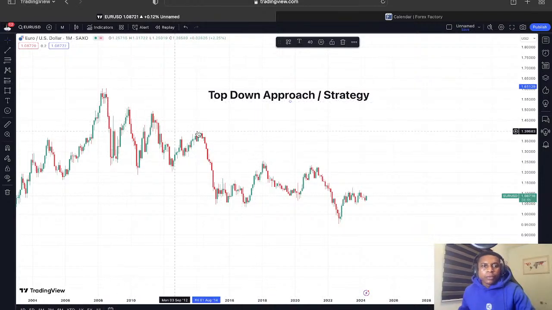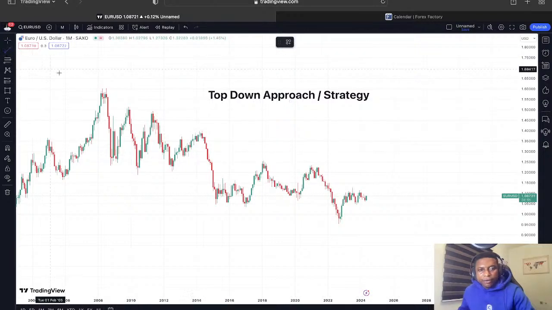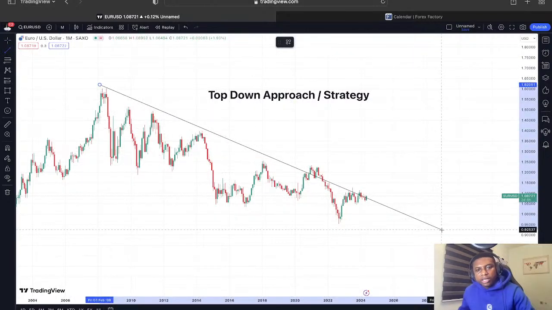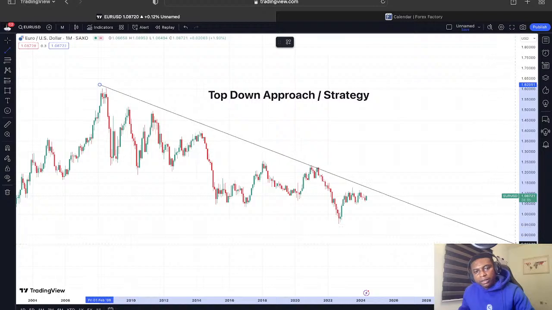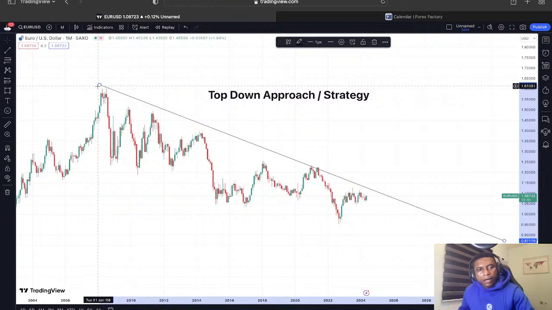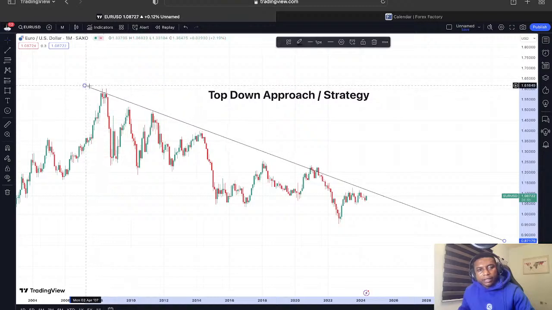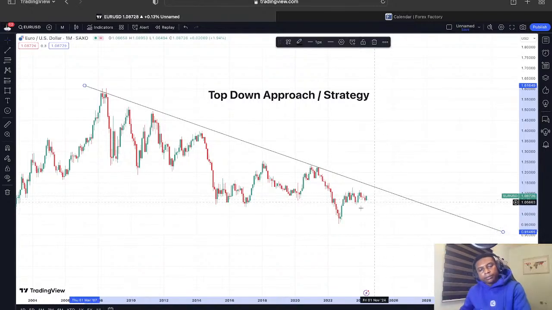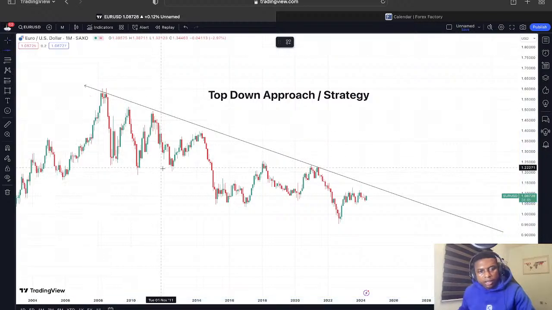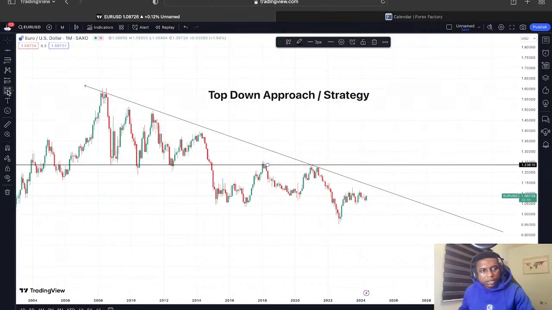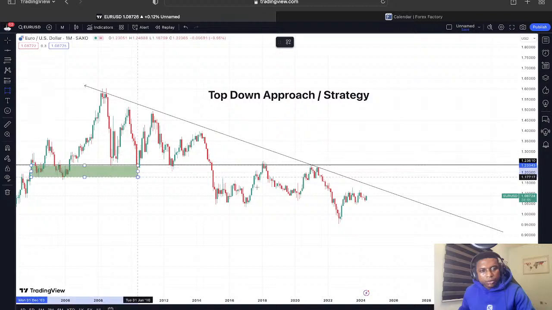Currently, on a monthly time frame, the Euro USD is on a downward trend. Okay, on a monthly time frame. So going by the monthly time frame, we can see that Euro USD is on a downward trend. That if at all, markets might come to touch these levels. Okay, these levels are very significant levels.